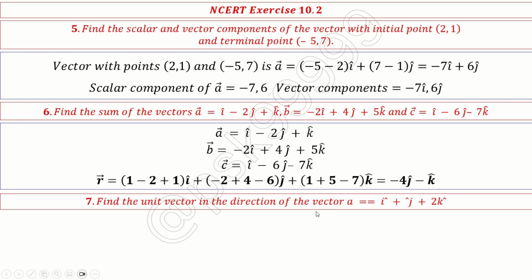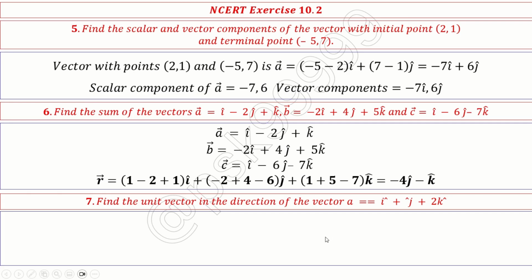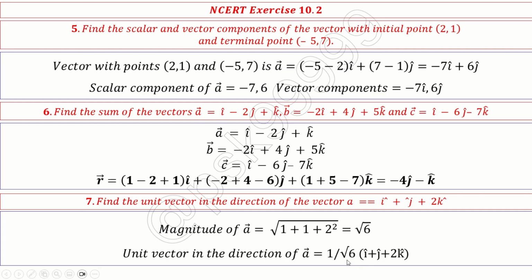Find the unit vector in the direction of a vector A. A is given. How do you find the unit vector? This is not a unit vector because its magnitude is more than 1. Its magnitude is root 6. So you divide the vector by root 6. That is basically multiplying with 1 by the magnitude. Then you get the unit vector. That's what I did here. Next.